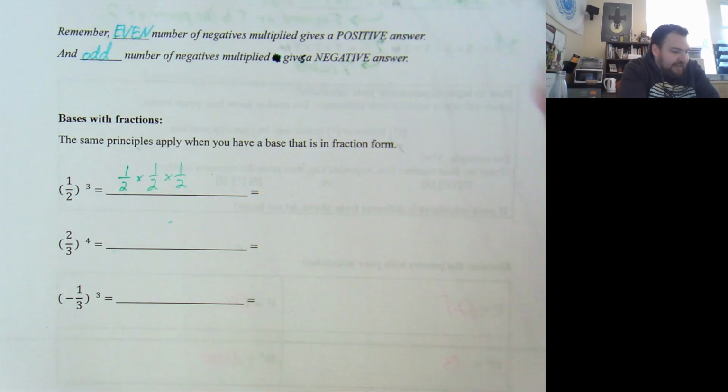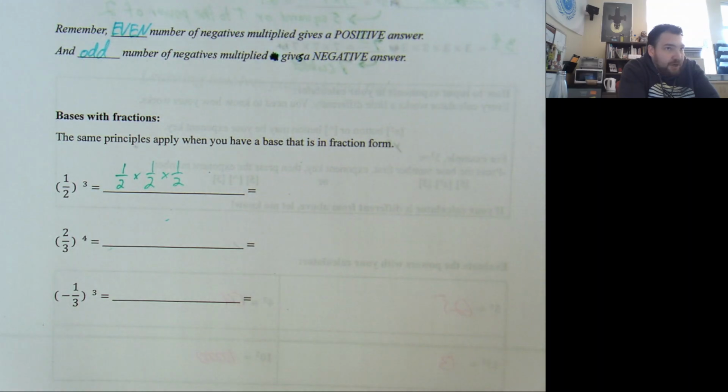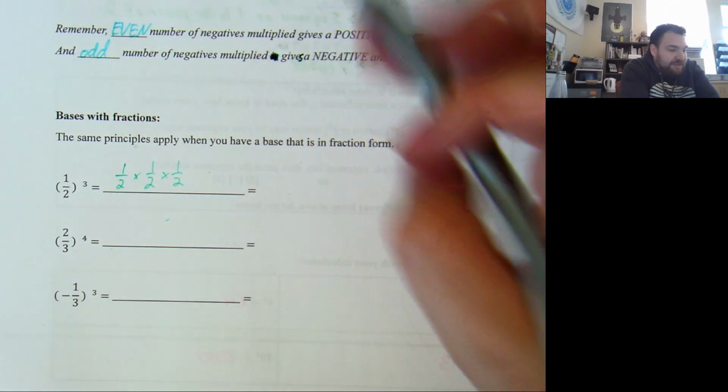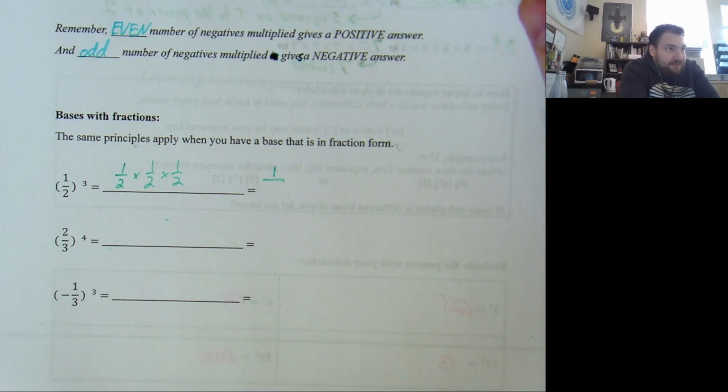So what's that going to be? 1 times 1, how do we multiply fractions? We just go across the top, and we go across the bottom. So 1 times 1 times 1 is 1, and 2 times 2 times 2 is 8.